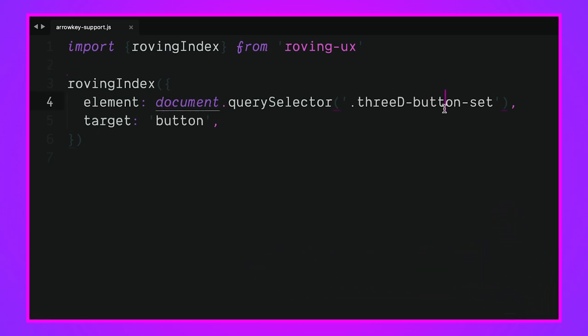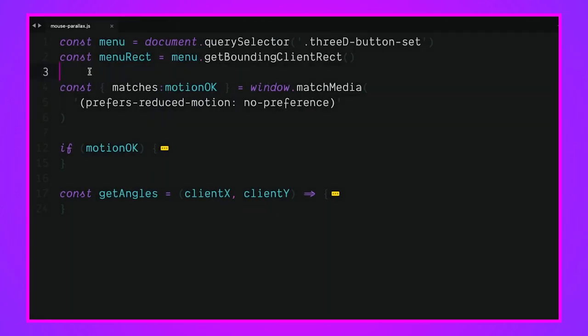I can target my 3D button set and tell it that the targets for the focus are the buttons. And so that's why when you focus into this element, it pushes it down to the first button and then allows you to iterate through the buttons. And that was as easy as that. You can install this from NPM or from a CDN. But now let's look at the mouse parallax.